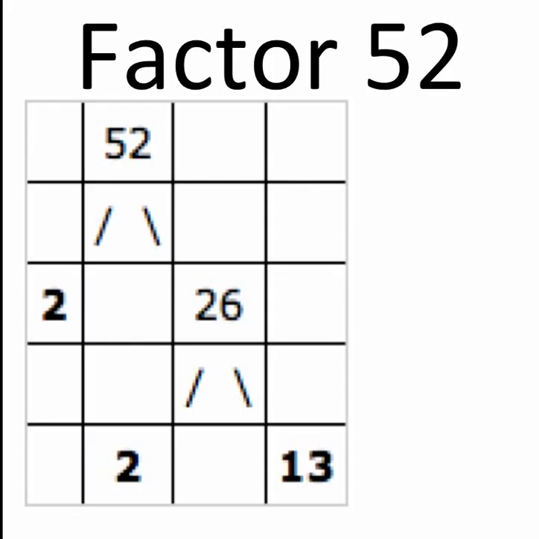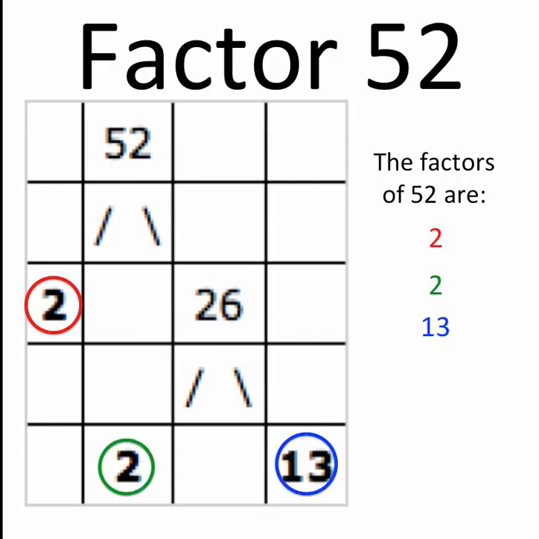And there it is. So I can see that 52 breaks down into 2 times 26, and 26 further breaks down into 2 times 13. And I can't break it down any further because 2 and 13 are both prime numbers. So I know that the prime factors of 52 are 2 times 2 times 13.